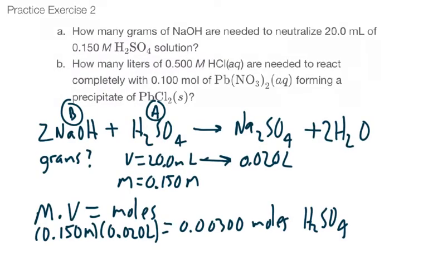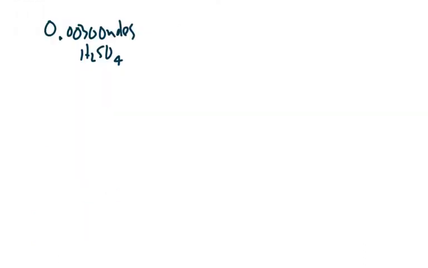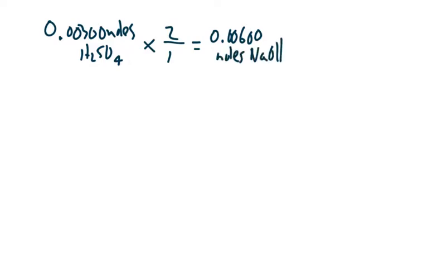So we have the moles of the given. We know it's 0.00300 moles. Okay? And of course the given is H2SO4. So going back, the mole ratio is B over A. Here's B, here's A. So the mole ratio in this problem is 2 over 1. So if you multiply that number by 2, you get 0.00600 moles of NaOH.